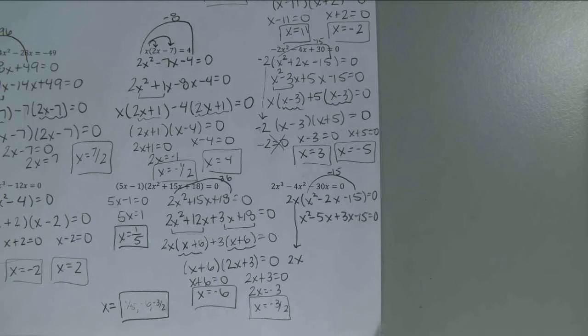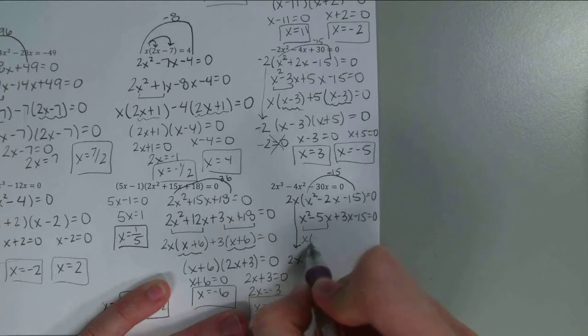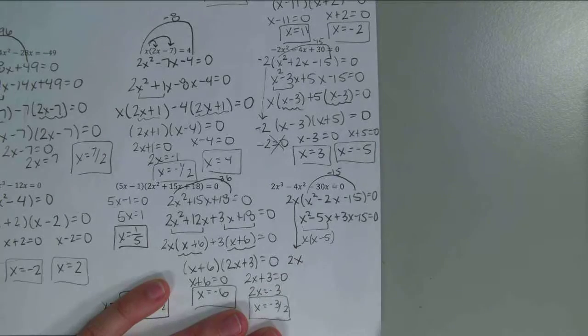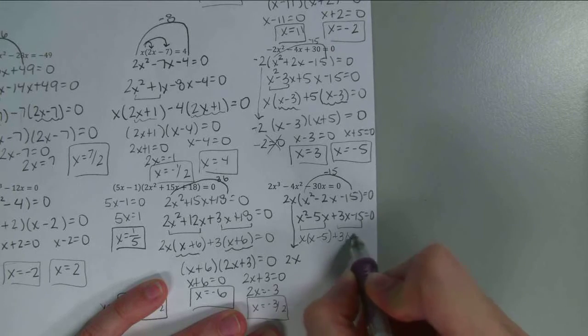It's just the one right above. The AC is still negative 15. Our b that we need to add up to is still negative 2. The signs just changed, okay? So I'm going to take out an x to be left with x minus 5. And I'm going to take out a 3 to be left with x minus 5.